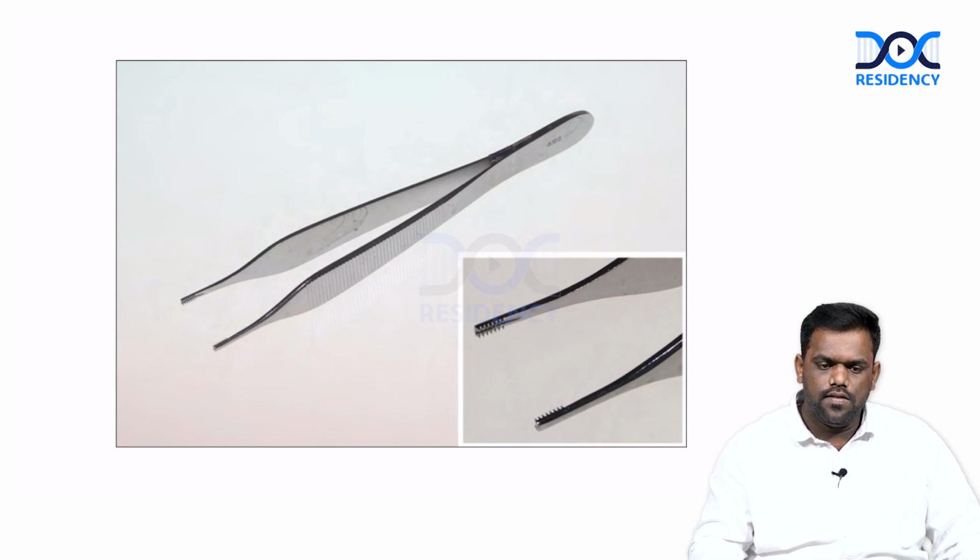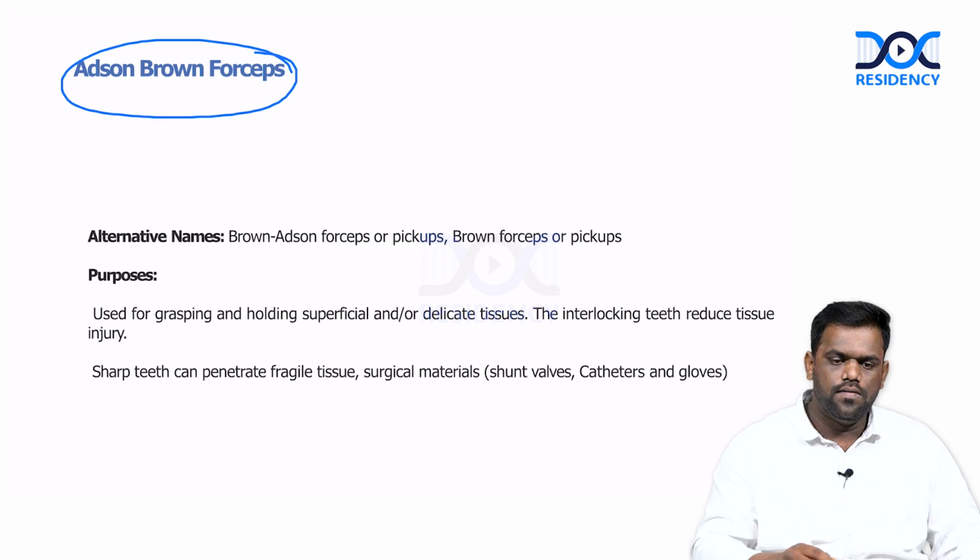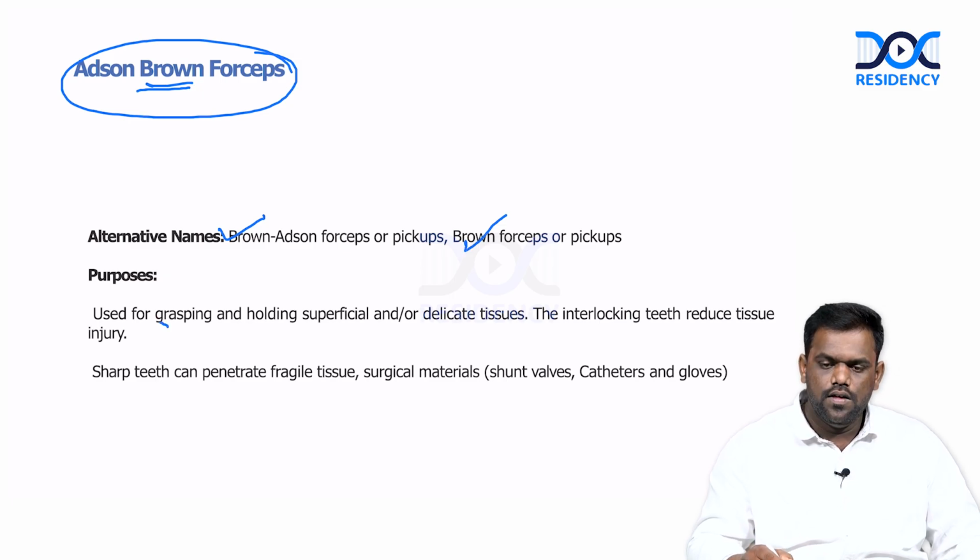So identify these forceps. See the tip. It has multiple teeth. It is Adson brown forceps. Adson brown forceps is otherwise called brown Adson forceps or pickups. The main thing is it's a brown. The use is for grasping or holding the superficial delicate tissues. The main advantage is the interlocking teeth here reduce the tissue injury.